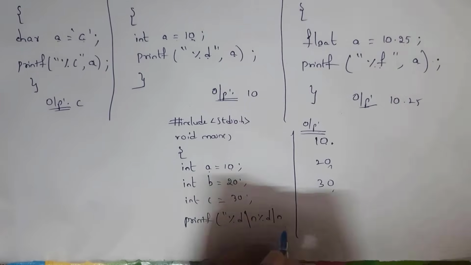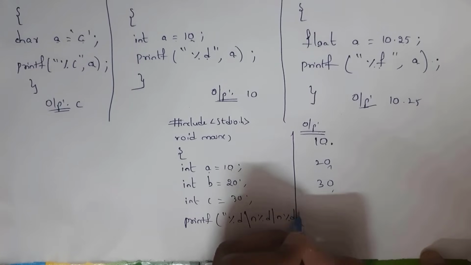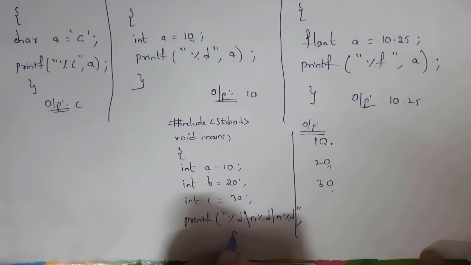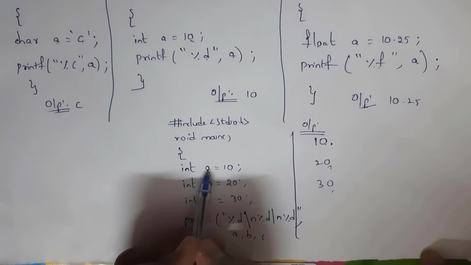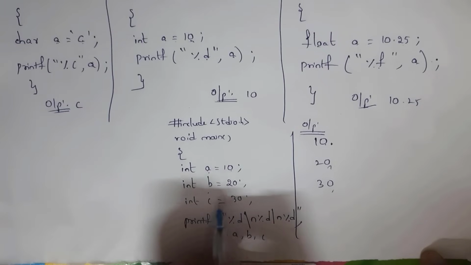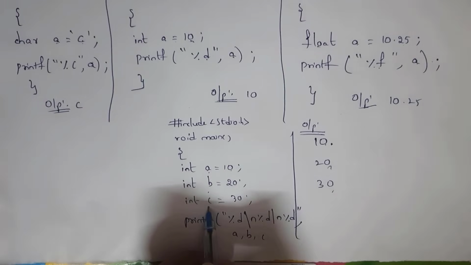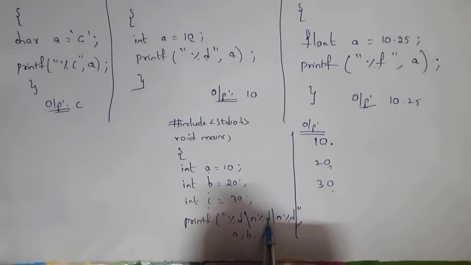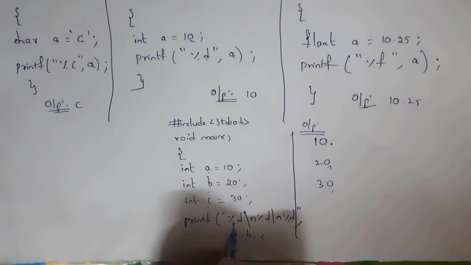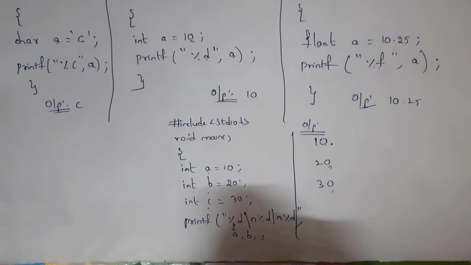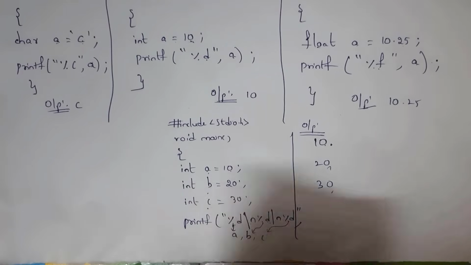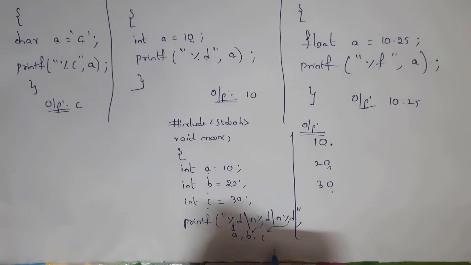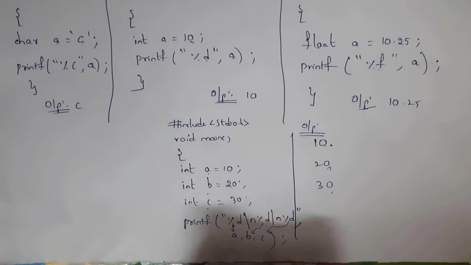So I need to take 3 format specifiers, that is %d, close double quotations, comma, a, comma, b, comma, c, because 10 is present in variable a, 20 in variable b and 30 in variable c. So I took 3 format specifiers, %d\n, %d\n, %d, double quotations, comma. This %d is for variable a and this %d is for variable b and this %d is for variable c. So I took here a, comma, b, comma, c, close bracket, semicolon.